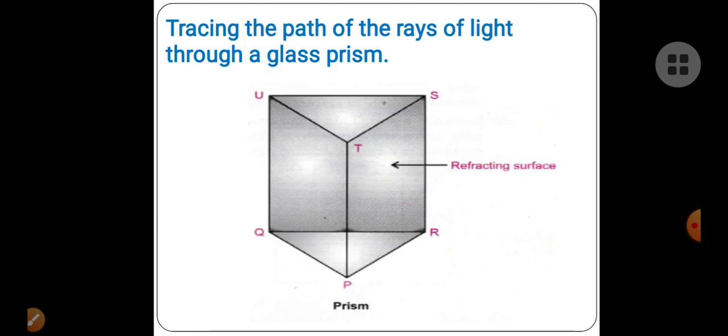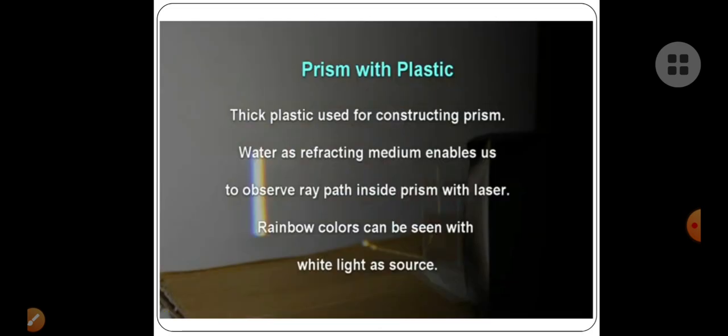So let us start from the first practical, tracing the path of rays of light through a glass prism. As you can see, it is a glass prism and it has two triangular faces and three rectangular faces. Now when light passes through it, it gets deviated, but right now we are not able to see this prism which is made up of glass.